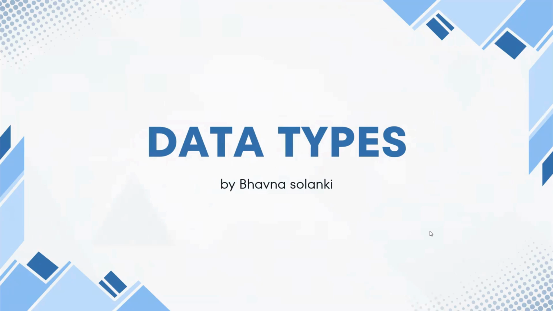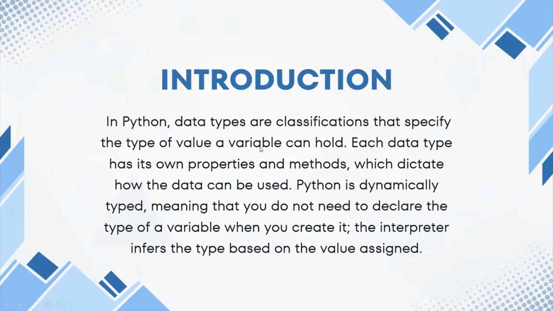So let's start with the definition of data type, a proper definition. What exactly does data type mean in Python? This is the introduction part. In Python, data types are classifications that specify the type of value a variable can hold. Each data type has its own properties and methods, which dictate how the data can be used.